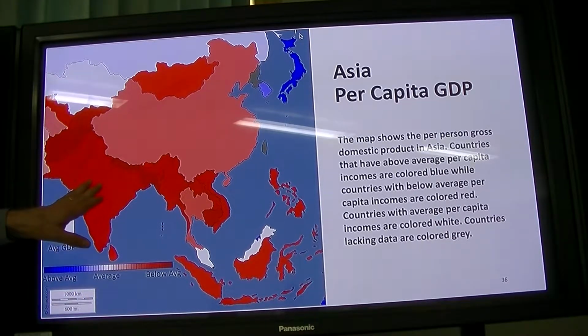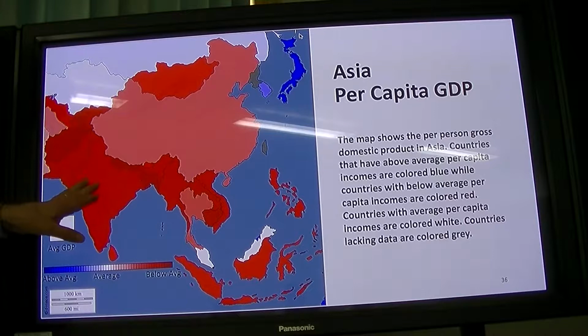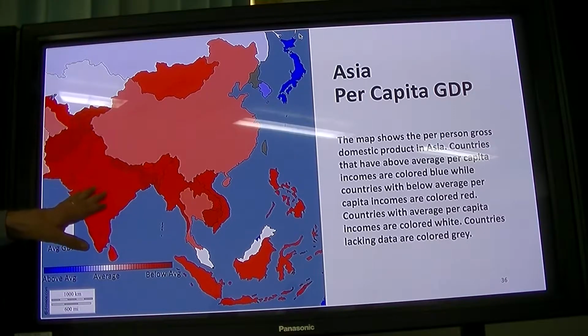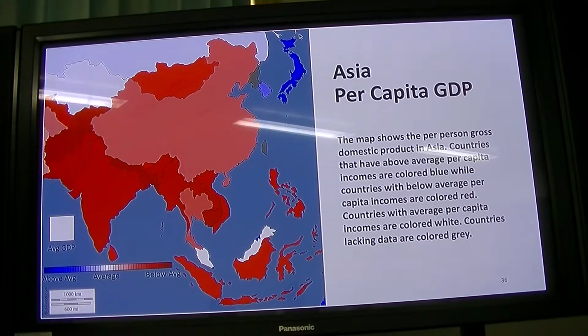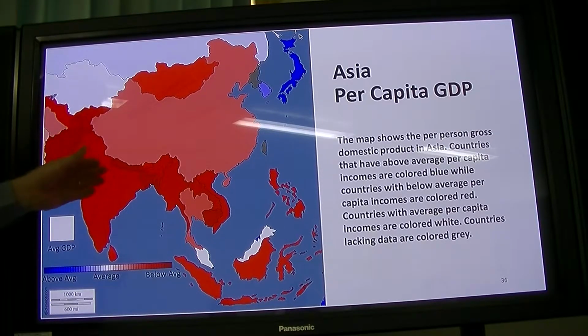India, though, is still relatively poor. India is coming up, but it has a ways to go. I'll talk about India and a couple of things towards the end of the semester.